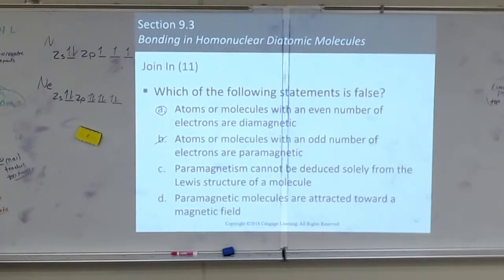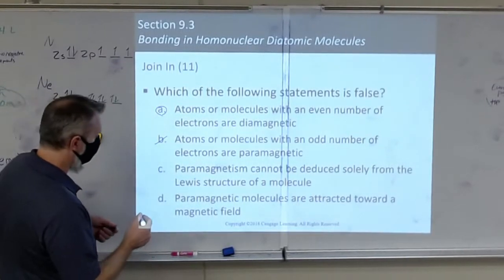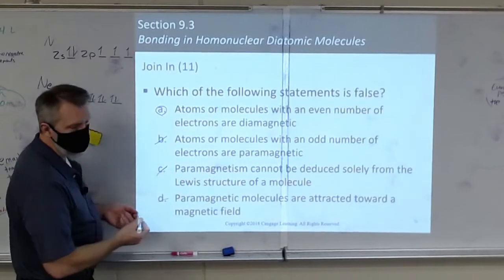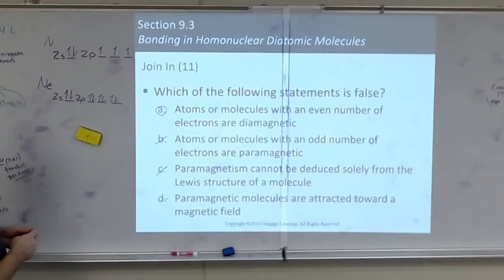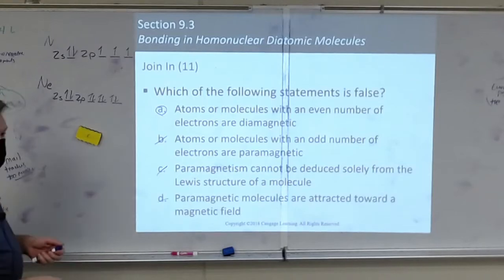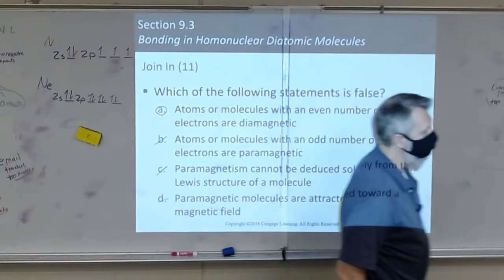Paramagnetism cannot be deduced solely from the Lewis structure of a molecule. Paramagnetic molecules are attracted. Also true. Good deal. Y'all okay? Diamagnetic molecules repel.